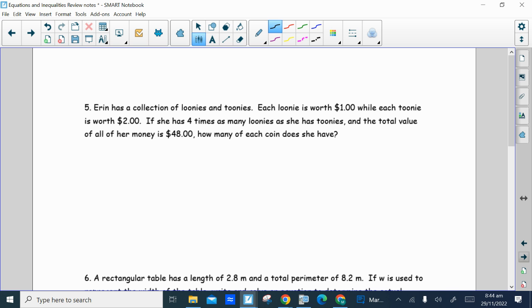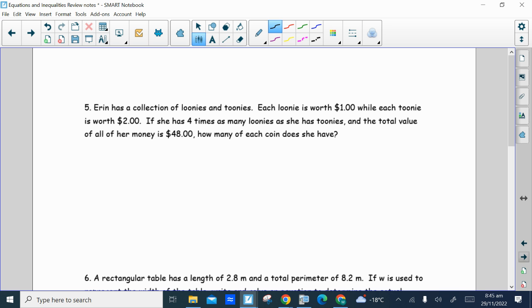Number 5, Aaron has a collection of loonies and toonies. Each loonie is worth $1. Each toonie is worth $2. She has 4 times as many loonies as she has toonies, and the total value of her money is $48. How many of each coin does she have?